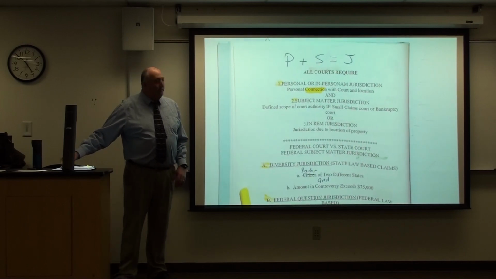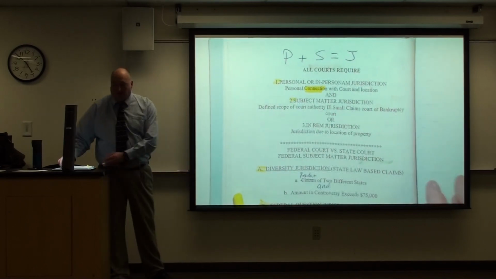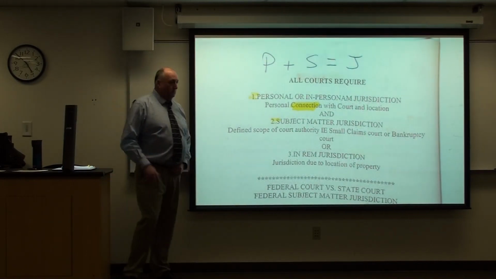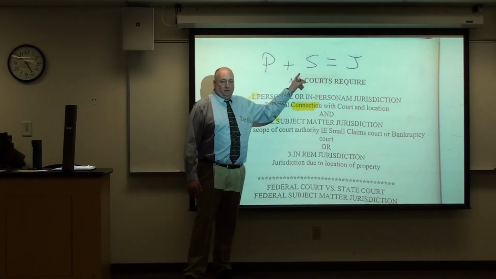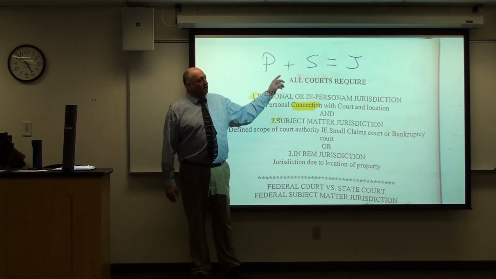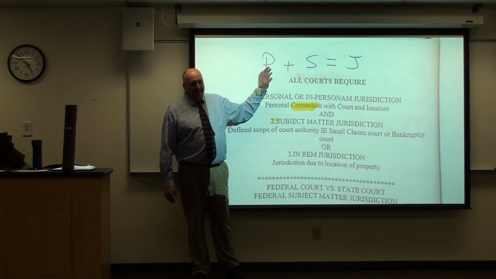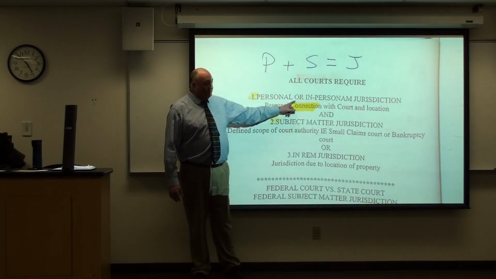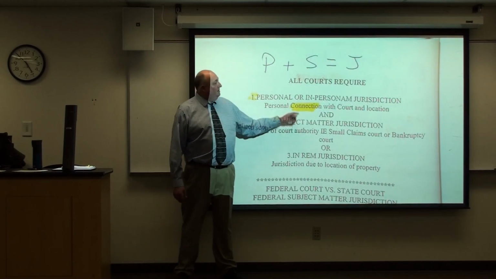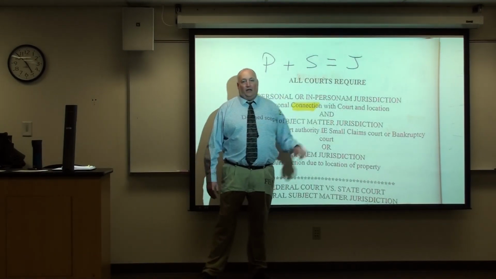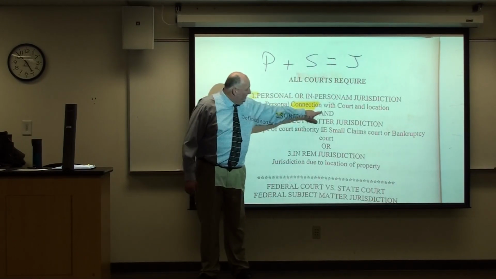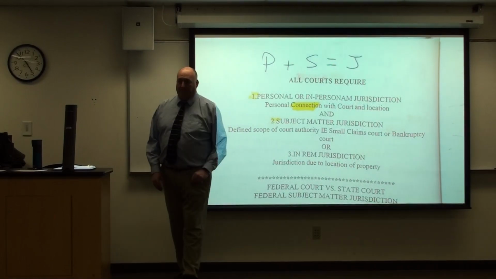Again, I want you to kind of remember what we're doing here. We're trying to figure out of all these thousands of courts, which court is the correct court. So I have a little equation. P plus S equals J. Now this is a math class, don't worry, you don't have to do math. P is personal jurisdiction. S is subject matter jurisdiction. So in order for a judge to have authority to handle a case, you've got to have both. Personal jurisdiction and subject matter jurisdiction.